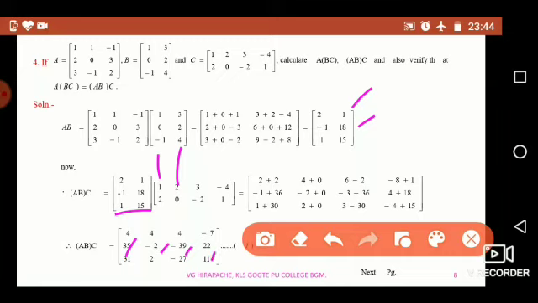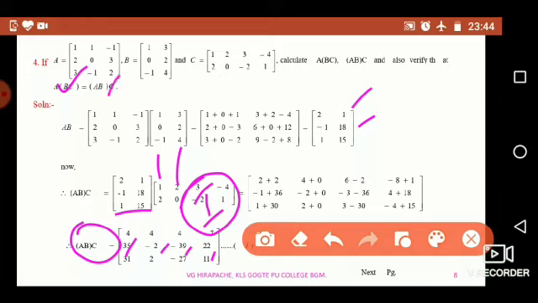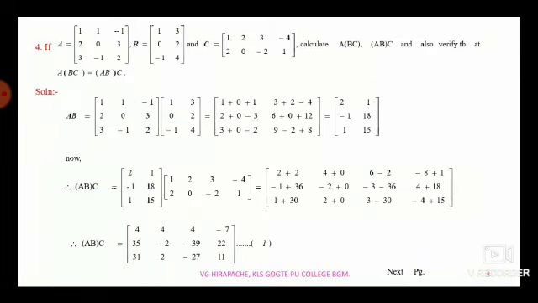Let me denote this as equation number 1. This is the left hand side of the required equation. Now let me find the right hand side of the equation. This is the right hand side of the required equation. Now let me find out what A into BC is. That we can do in the second slide.